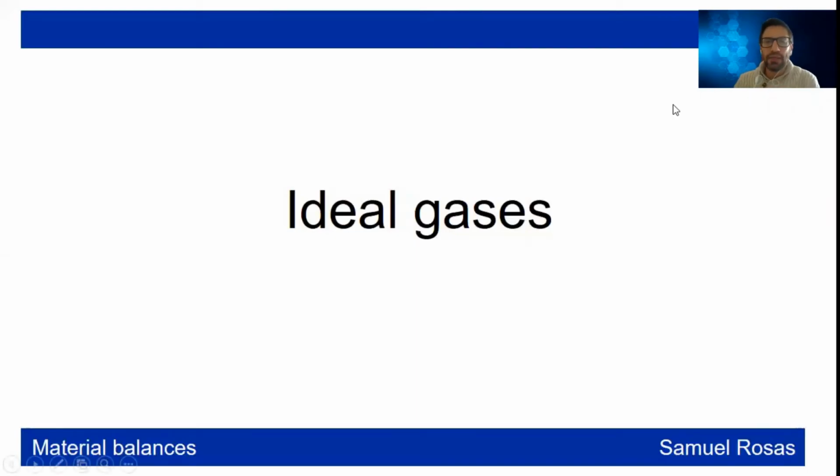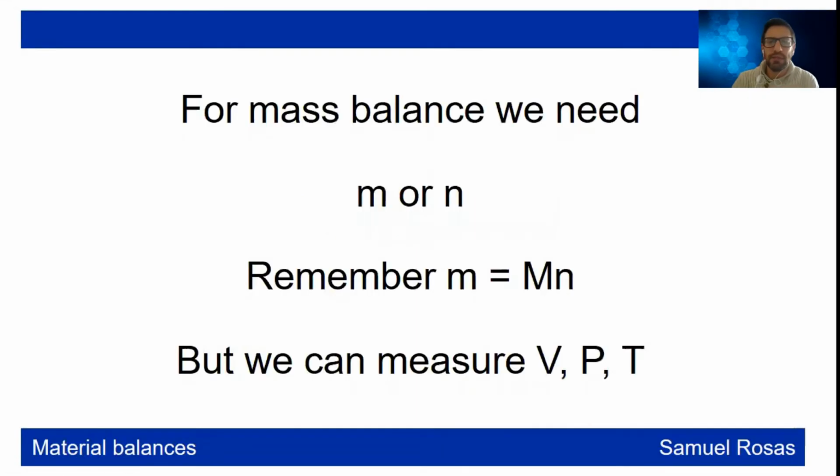Welcome back. Right now we're going to be talking about ideal gases. Remember that for a mass balance, we need mass or number of moles, and these are related through the molecular weight, but we can only measure volume, pressure, temperature. If in a process it is difficult to be measuring mass or number of moles, so we need to relate them.